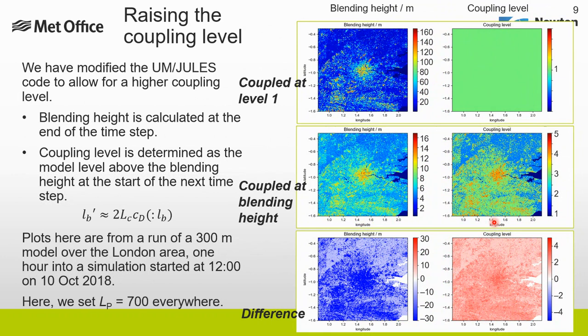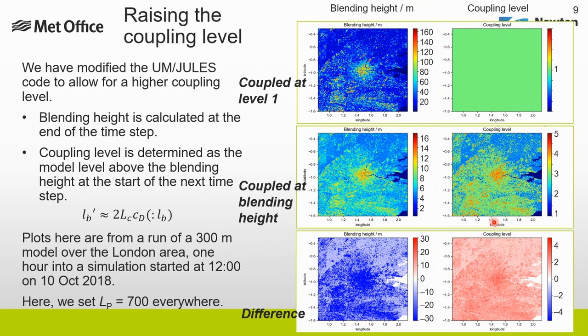If we couple at the blending height, then that becomes a prognostic blending height, so it's feeding back into the model. You get a varying coupling level up to about model level 5, and the blending height is about 10 times smaller, for which there are reasons that I won't go into in detail. Maybe talk to me afterwards if you want to learn a bit more about that.